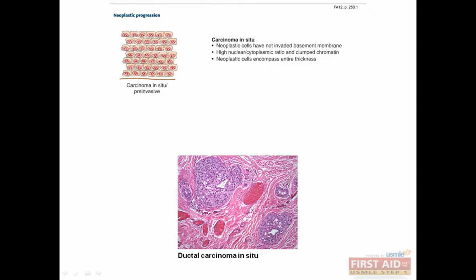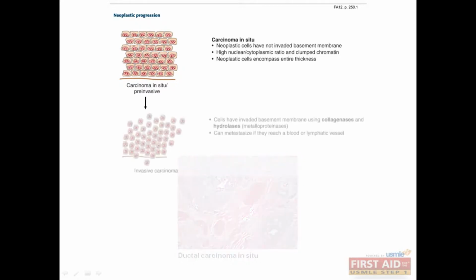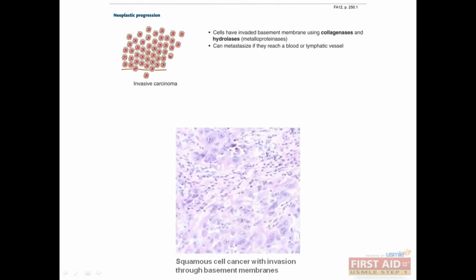This state is called carcinoma in situ, which literally means cancer in one place. The picture shows ductal carcinoma in situ, a common type of breast cancer. Next, the cells can acquire a mutation that allows them to invade through the basement membrane, at which point the mass becomes a locally invasive cancer. These mutations are usually enzymes like collagenase or hydrolase, which makes sense since the basement membrane is basically collagen held together by bonds that can be hydrolyzed.